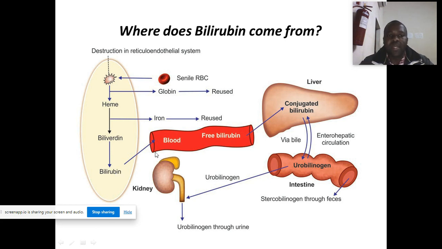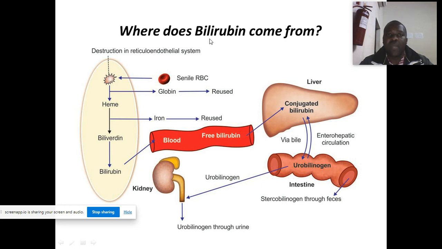So this bilirubin can enter into the bloodstream, and it can move to the liver where it needs to be conjugated. When it is conjugated, it becomes soluble, and it can be eliminated via the feces or the urine. Through urobilinogen, for example, if it's urine, it's in the form of urobilinogen. If it is in fecal matter, the bilirubin is in the form of stercobilinogen.